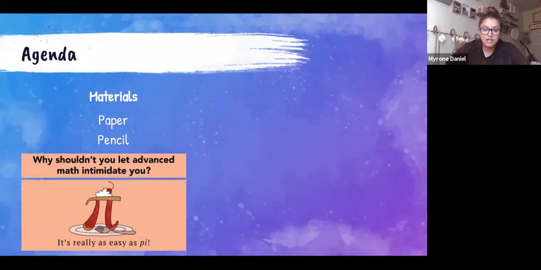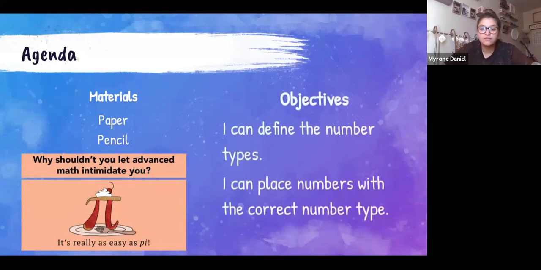And then our objectives today are, I can define the number types, and I can place numbers with the correct number type. I'm going to repeat them again, and I want you to repeat them after me, and then we'll get started. I can define the number types, and I can place numbers with the correct number type.